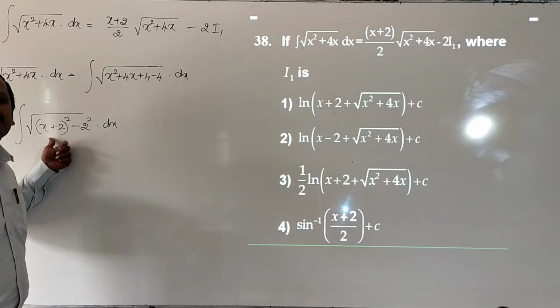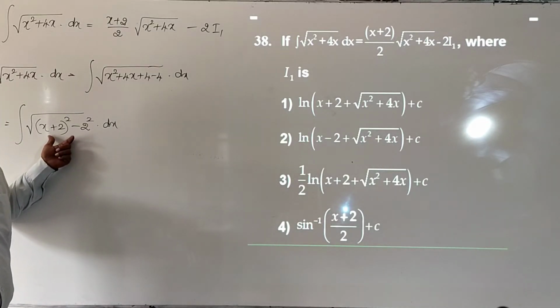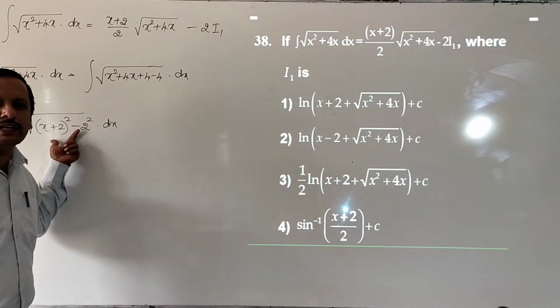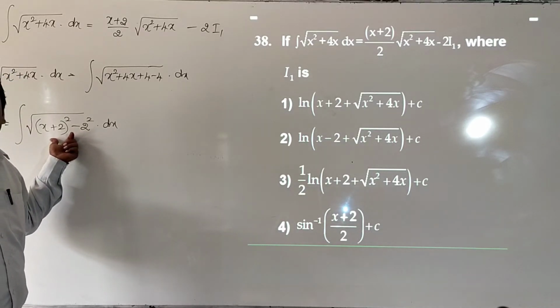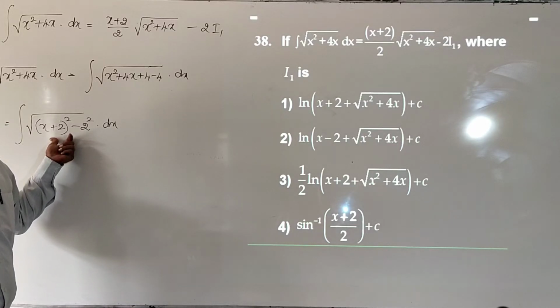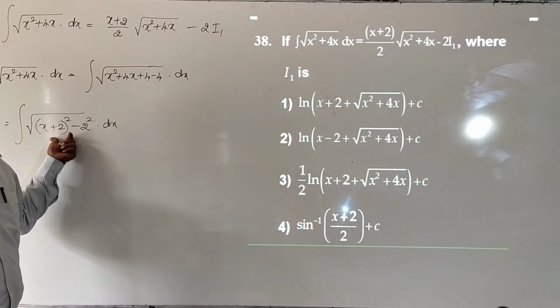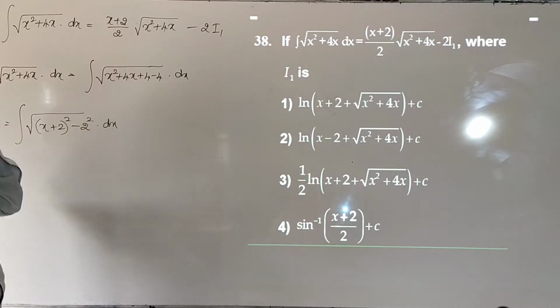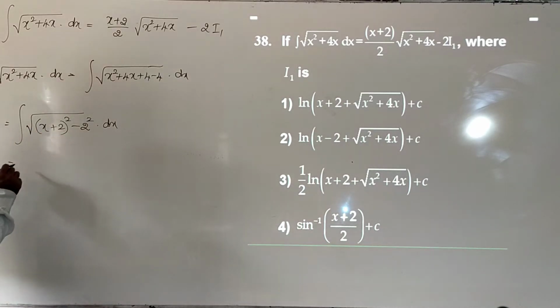Now we can compare this with the root of x square minus a square. As we know, the formula for the integral of root of x square minus a square is equal to x by 2 into root of x square minus a square, minus a square by 2 into log mod x plus root of x square minus a square. That formula we know. So let us make use of that formula.